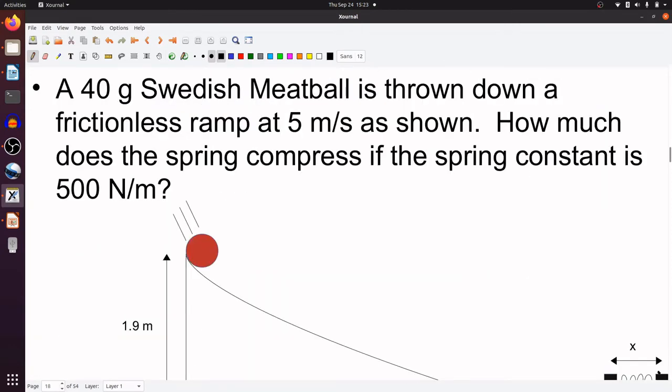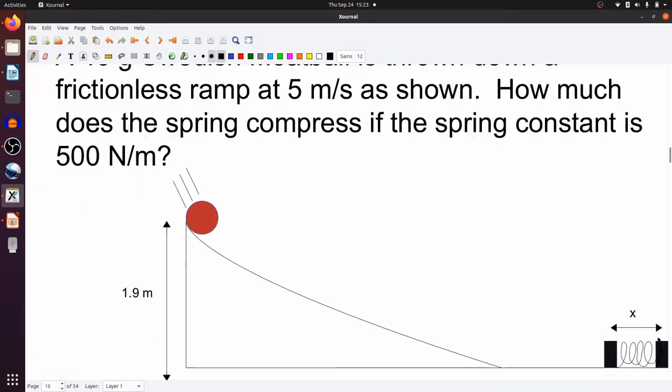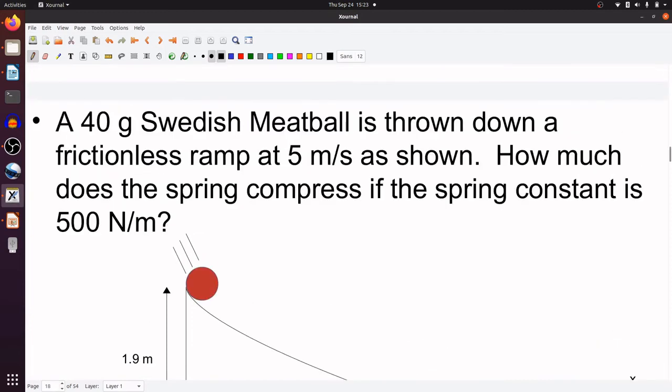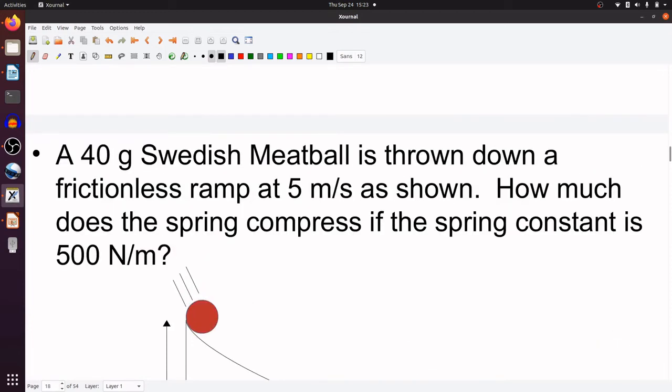Alright, so this is a bit of a classic problem. Basically, you have an object that rolls down a ramp and hits a spring, and the spring compresses. In this case, we use a Swedish meatball. One little disclaimer: we're assuming that it's not rolling, because I didn't give you the rotational inertia of it.